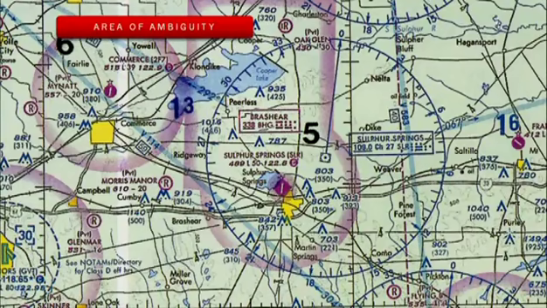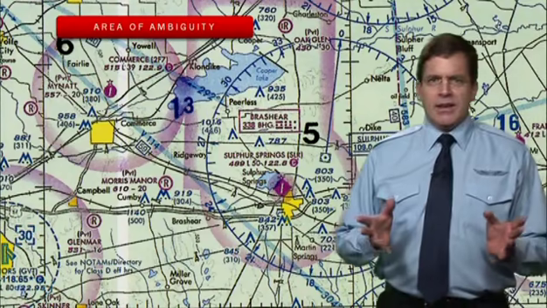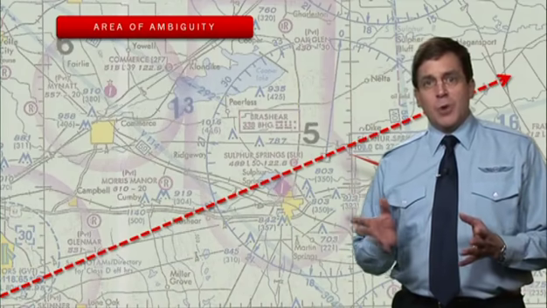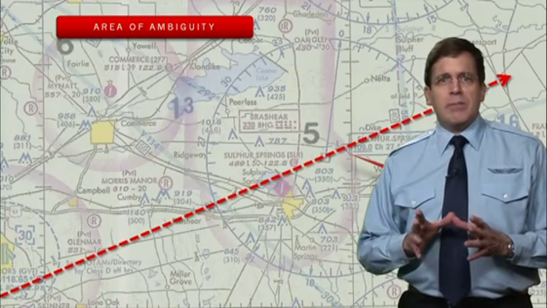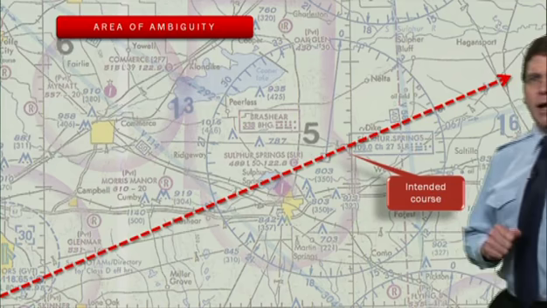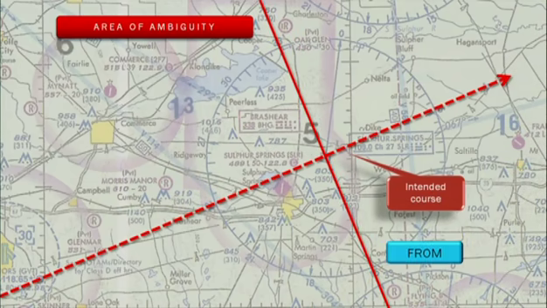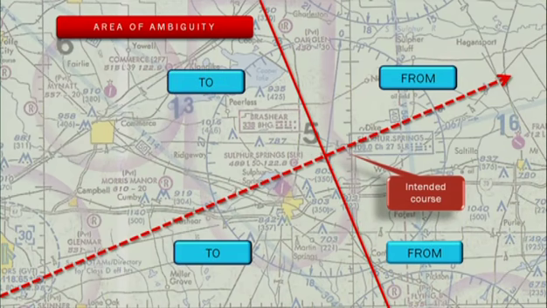Lastly, let's cover the area of ambiguity. Now, here is our intended course. The area of ambiguity is represented by the bisection shown here. Note that on the area to the left of the VOR, a to indication will be presented. That's assuming you're flying to the VOR 060 degree radial. Therefore, all this area represents to the 060 degree radial.